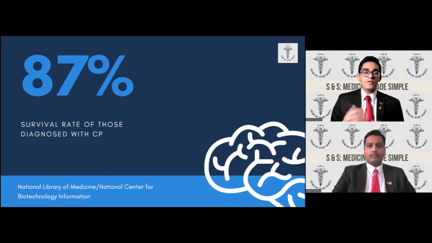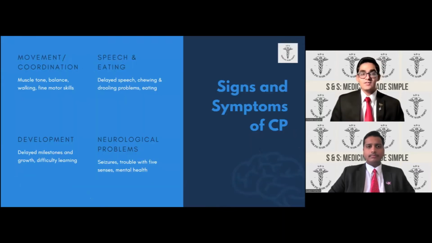So even with all of those muscle problems, we see that people with cerebral palsy still have a normal or near normal life expectancy as anyone else, which is again a very great thing considering what it's like with the various signs and symptoms that go along with palsy.